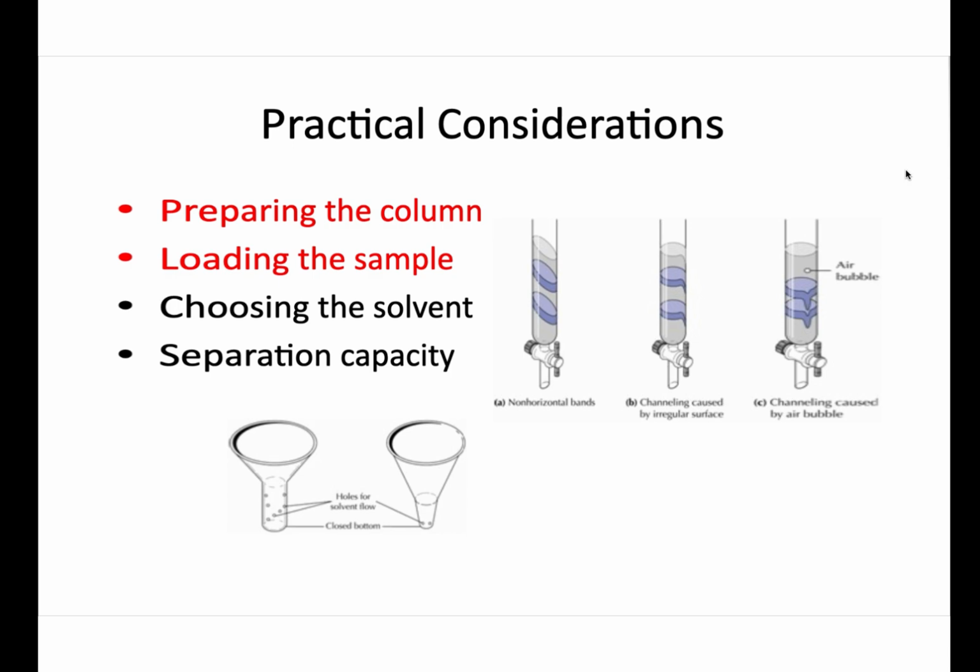Something that you have to consider practically. Preparation of the column is important. Then loading of the sample is important. Choosing the solvent. I told you in previous slides, if you are using too polar a solvent, both of the components will elute together. If you are using too non-polar a mobile phase, both of them will stick to the stationary phase and none of them will be eluted.